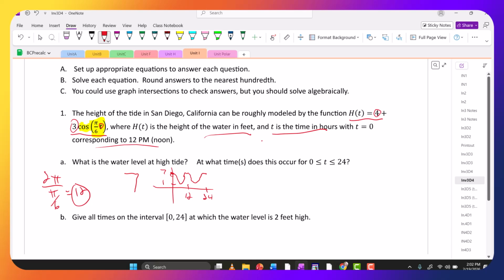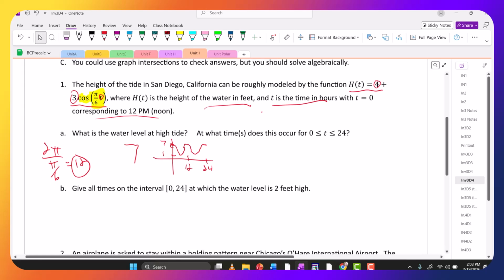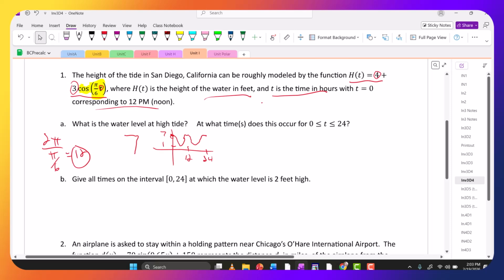So what is the water level at high tide? At what times does that happen? Well, it looks like at 0 hours, 12 hours, and 24 hours, right? Okay, so now that we have that picture. Give all the times on the interval where the water level is 2 feet high.